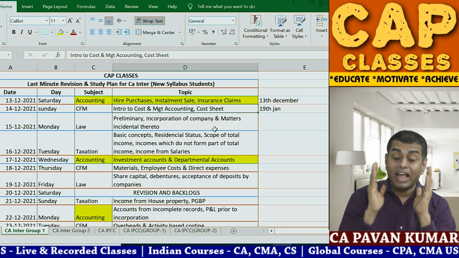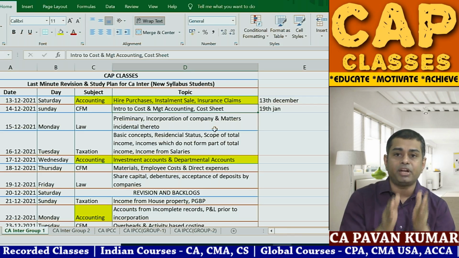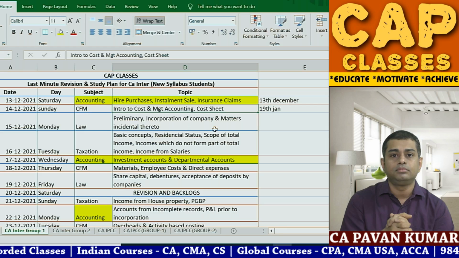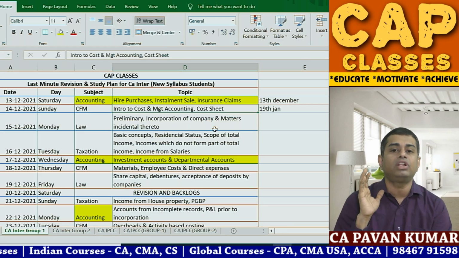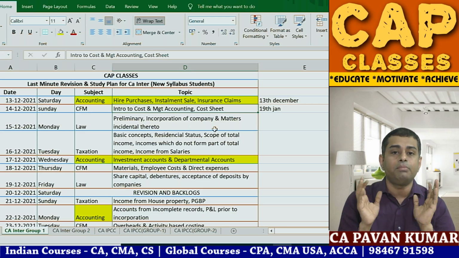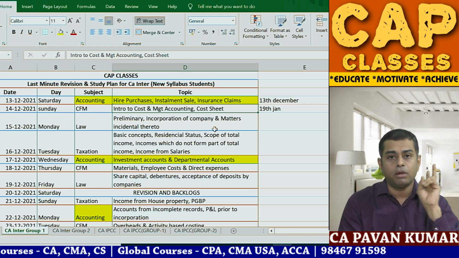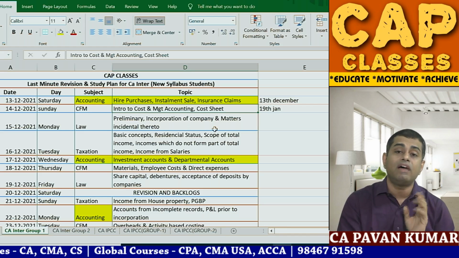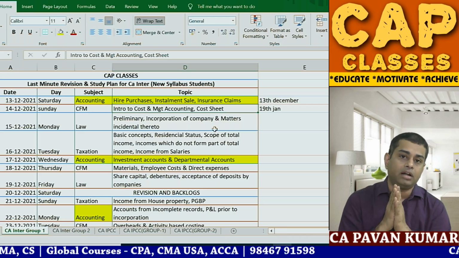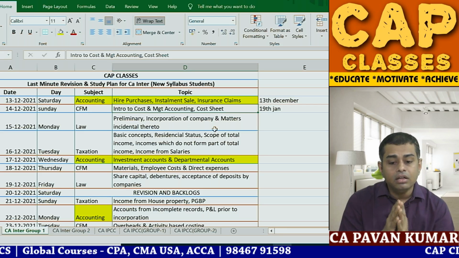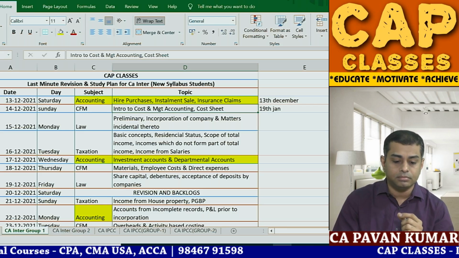So again, what is the summary of the plan? The plan is we are starting preparation today or tomorrow morning, and 1 day, 2 days before the exam, we will follow this study plan. If you are a single group student, welcome, you have a plan. If you are both group students, welcome, you have a plan. If you are old syllabus students, we have a plan. If you are new syllabus students, we have a plan.